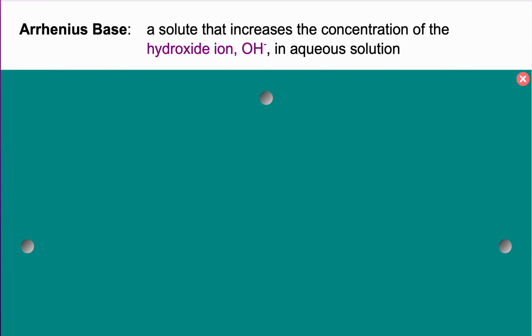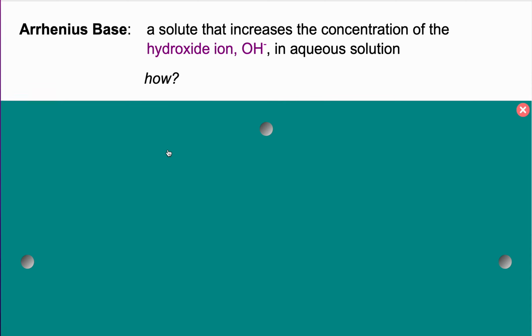Now, Arrhenius also studied solutions called bases, and he found that they all contain large concentrations of a different ion, the hydroxide ion, OH-. So the Arrhenius definition of a base is a solute that increases the concentration of the hydroxide ion in aqueous solution. If I put something in water and it dissolves and I find that I've produced OH-, that means that substance is an Arrhenius base.